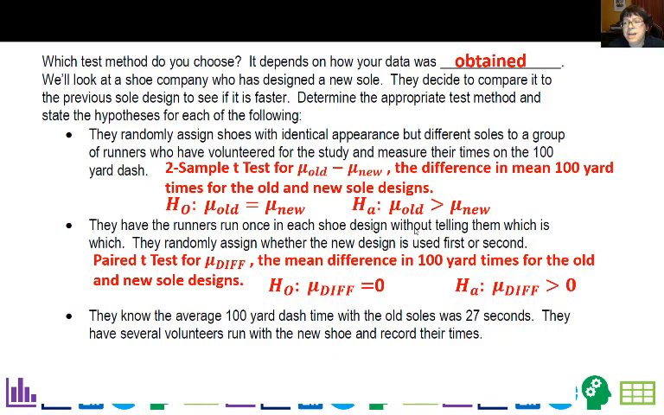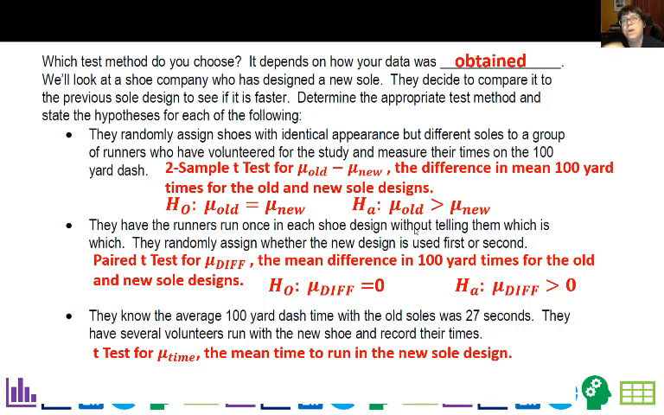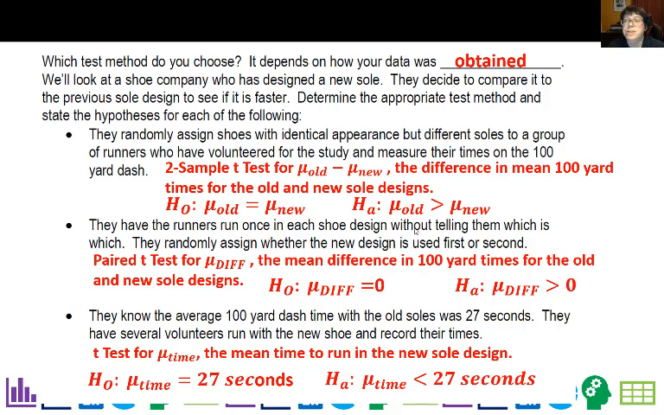So finally, let's say they don't have the old soles, but they knew that the average time was 27 seconds in the old soles. So in that case, we would just run a t-test for the mean time in the new soles, because we don't have any old sole real data to go with the new sole data. All right, so my null is, oh, the time's going to still be an average of 27 seconds. And then my alternate is that they're going to save time on it, so they're going to take less time. It's going to be less than 27 seconds.